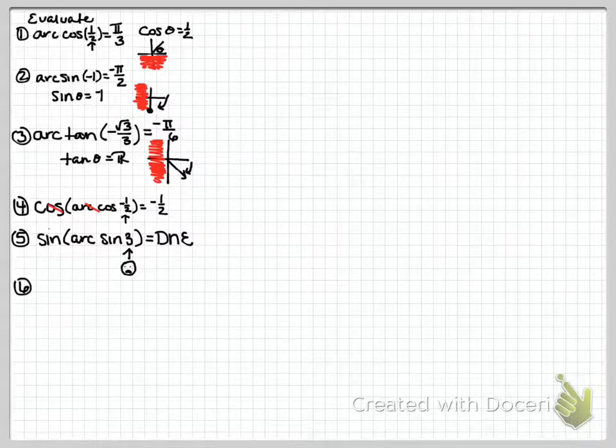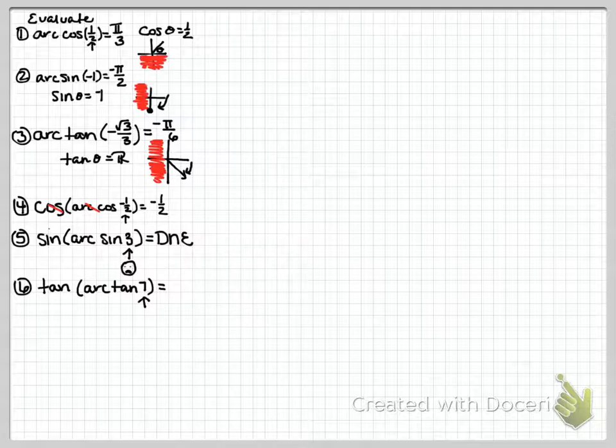Okay, number 6. I'm just doing some ones where we have functions and their inverses. Tan of arctan of 7. Okay, what about tangent? Can tangent be 7? Well, we just discussed up above that tangent of theta can be any real number. So therefore it can be 7. So I have tangent and its inverse. They're going to cancel, and that leaves me with just 7.